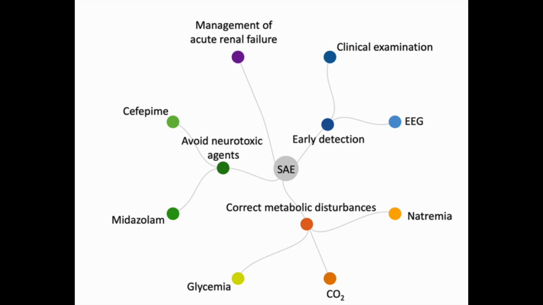The overall management, to summarize, we need early detection, which is by clinical examination and EEG findings, correct the metabolic disturbances, that is the natremia, CO2, glycemia, prevent secondary brain damage, avoid neurotoxins like cefepime and midazolam, manage the acute renal failure.